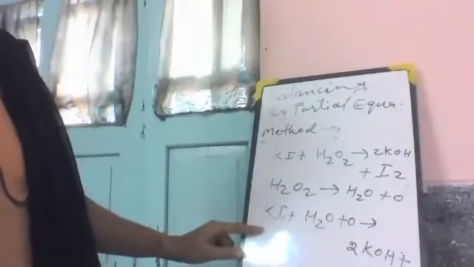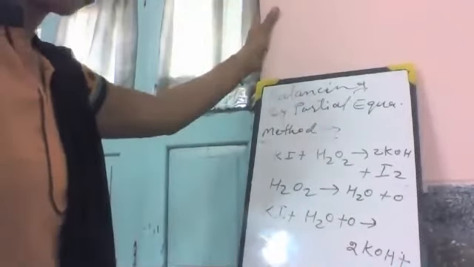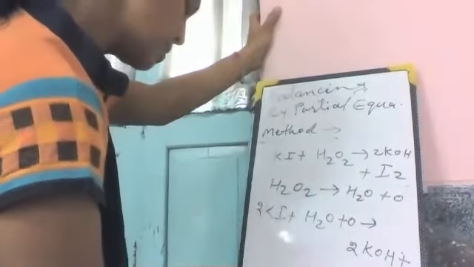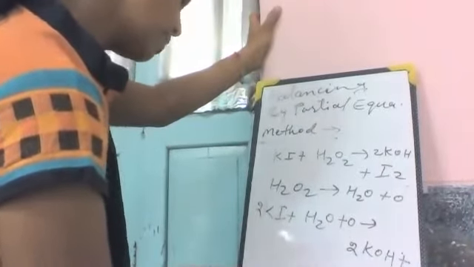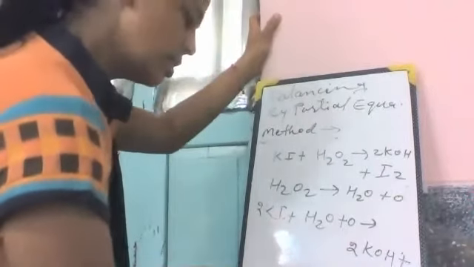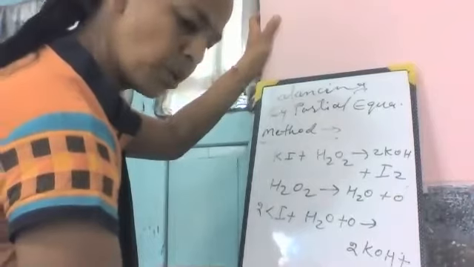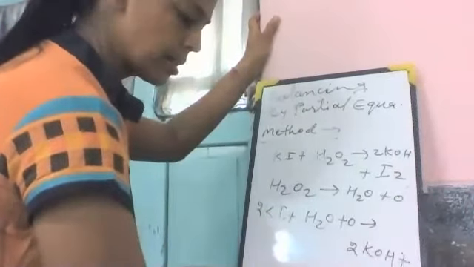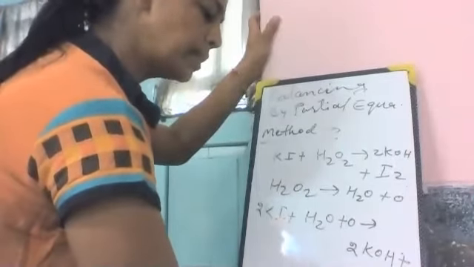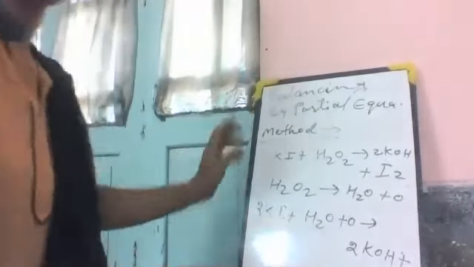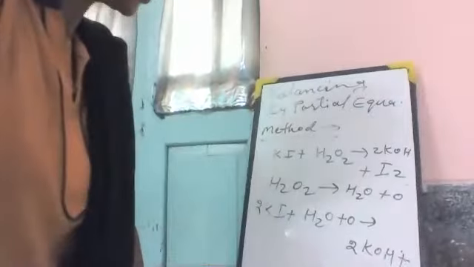See what happened. The number of potassium is twice, so 2KI. The reaction is twice potassium iodide, then one molecule of H2O2, gives 2KOH and I2. This is the way of balancing by the partial equation method.